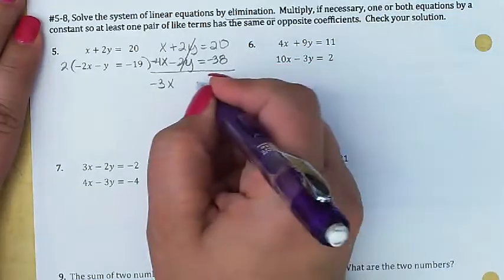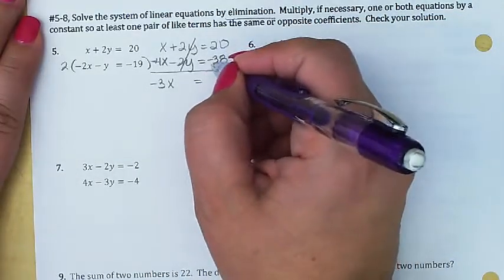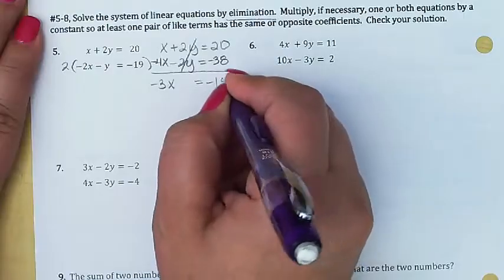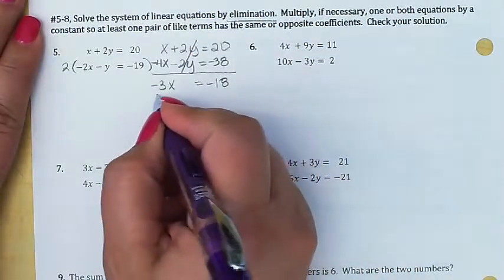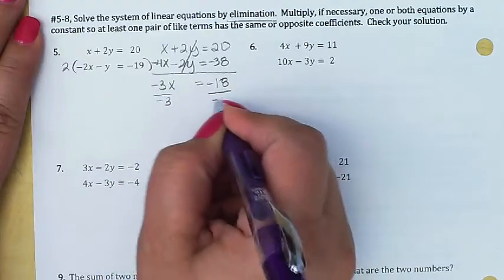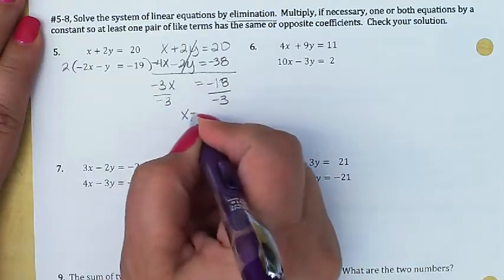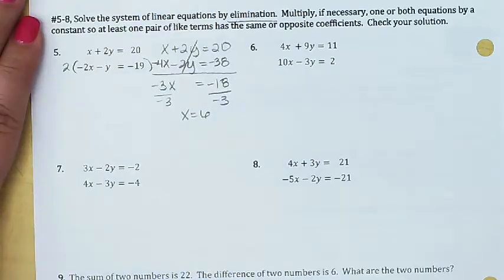That was the whole idea there. And then positive 20 and negative 38 is a negative 18. So there's my one-step equation. All I have to do is divide both sides by negative 3, and I realize x must be 6.